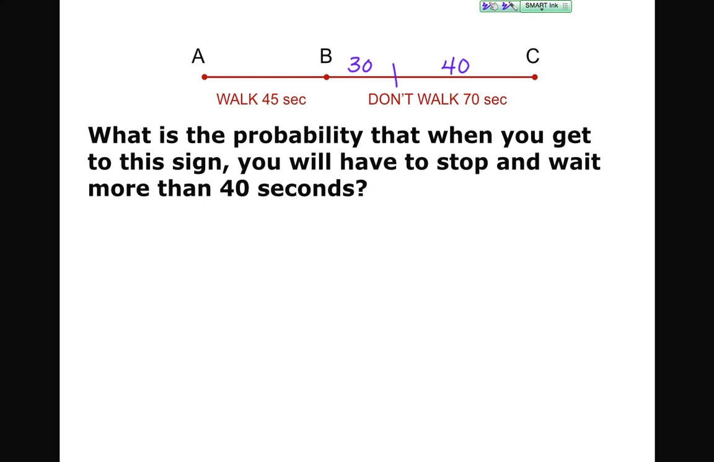So what part now is where we have to stop and wait more than 40 seconds? Is that the 40-second part or the 30-second part? Yeah, the 30-second part, this would be where you're waiting more than 40 seconds. Because if you were in the 40-second part, you would be waiting, or not walking, 40 seconds or less. The question is asking waiting more than 40 seconds. So since that's our section, our probability is going to be 30 out of 115.